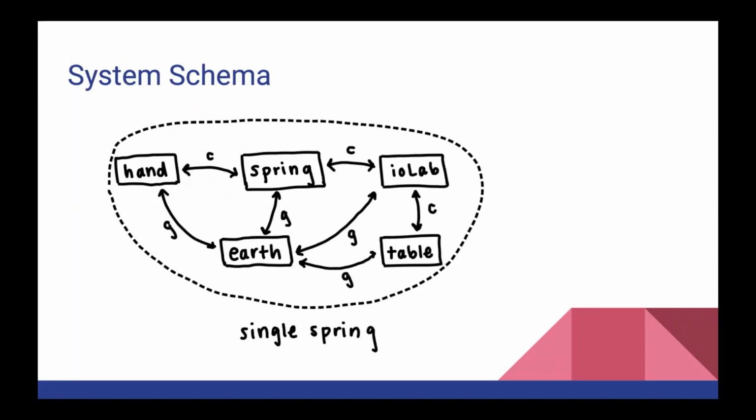Here's a system schema for a single spring. There's a contact force between the spring and the IOLab. Everything has gravity to the earth, and there's also contact force between the table and the IOLab.